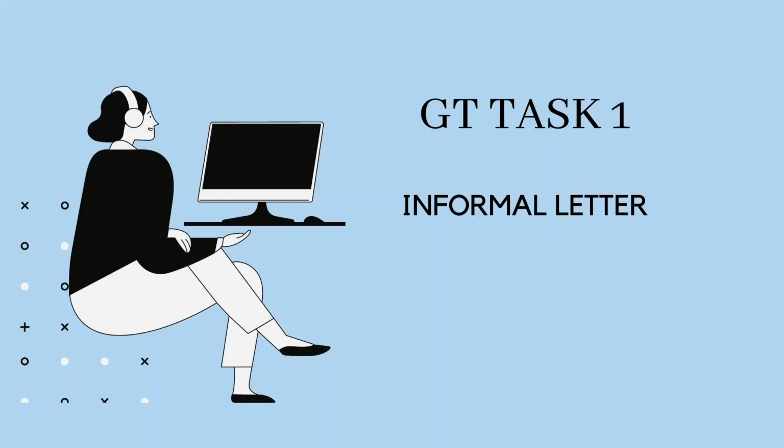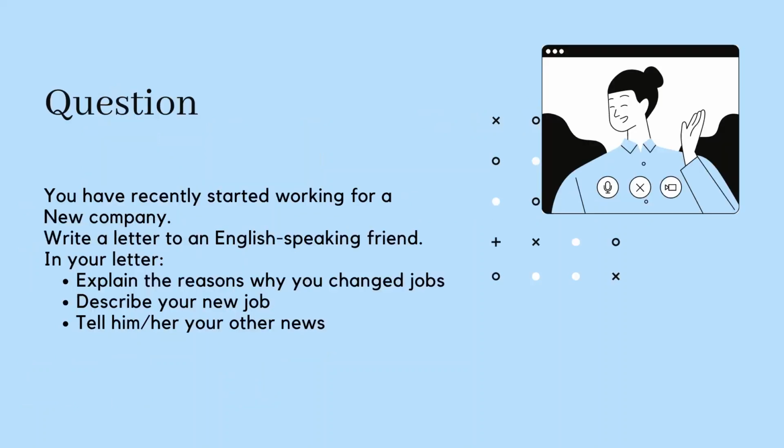Today's lecture, we will learn how to write an informal letter. Let us start by seeing the question. You have recently started working for a new company. Write a letter to an English-speaking friend. In your letter, explain the reasons why you changed job. Describe your new job. Tell him or her your other news.